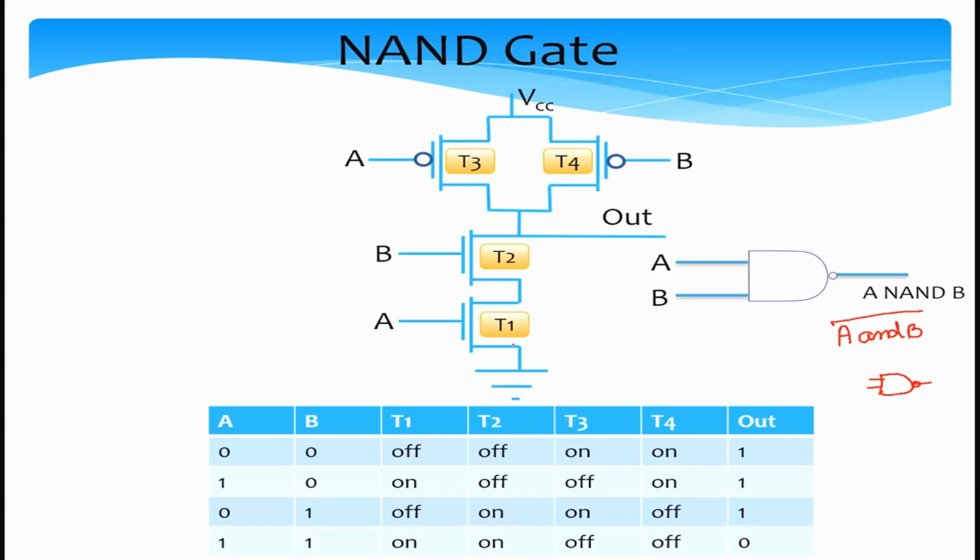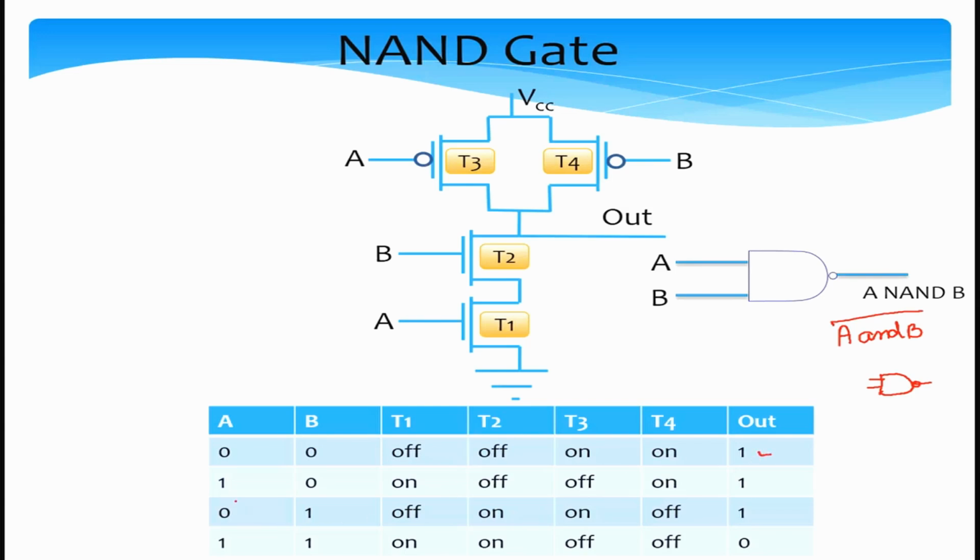So what I can do now is take a look at all combinations of A and B and how this circuit works. If A is 0 and B is 0, both T1 and T2 are off, but T3 and T4, both of them are on. So basically the voltage at the output terminal will be the same as that in VCC. So as you see, the output voltage is 1.